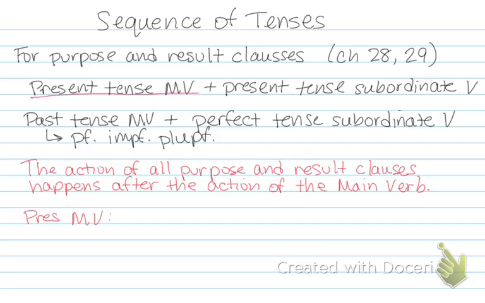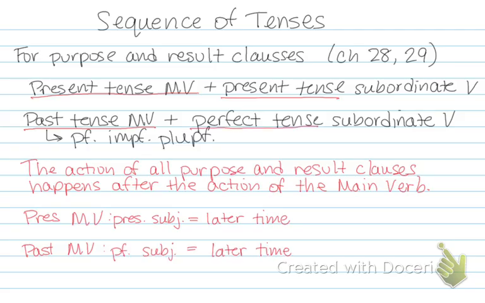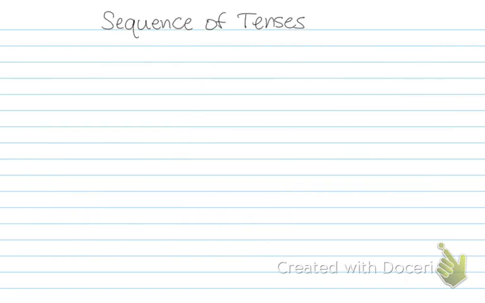So in the sequence of tenses, if your main verb is in the present tense and you want to show something that happens after the verb of the main sentence, then you use the present subjunctive in the subordinate clause. If your main verb is in any of the past tenses, and you want to show that the action of the subordinate clause happens later, then you use the perfect tense. But when we get to indirect questions, we'll want to do some other things.